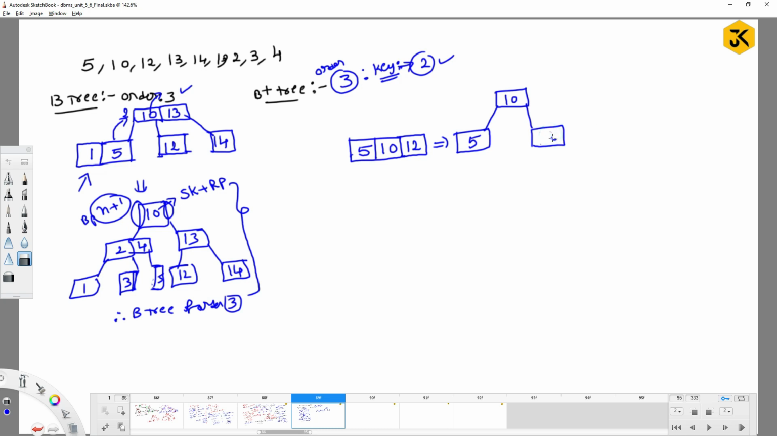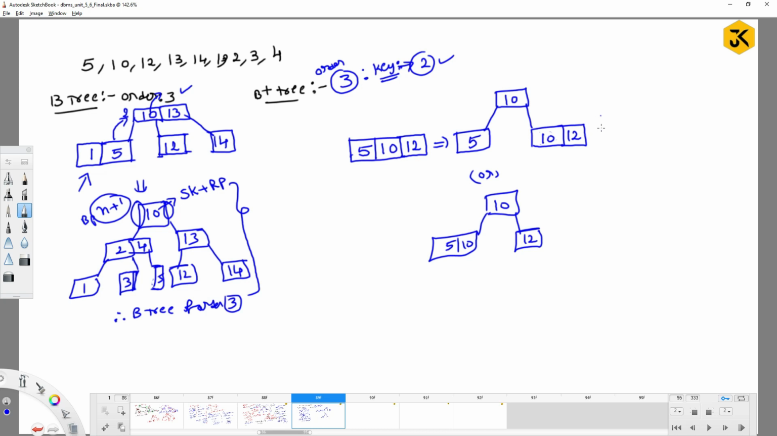For example, I am trying to write at the right side. So here we are going to get 10. You may write the same thing in a different way also. You are going to get 5, 10 and 12. So this is all according to your requirement. There is no problem.